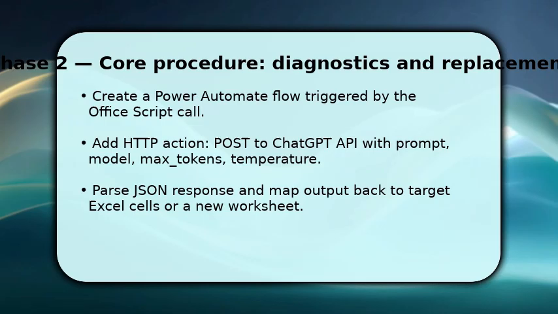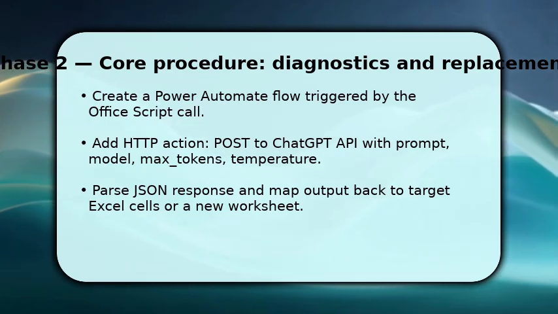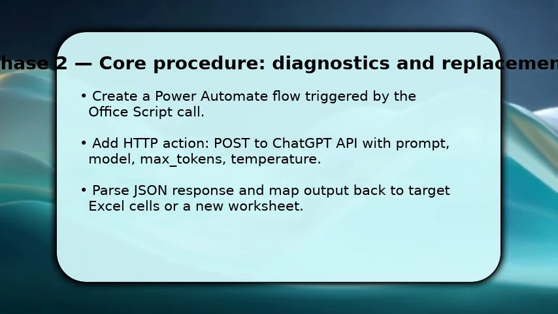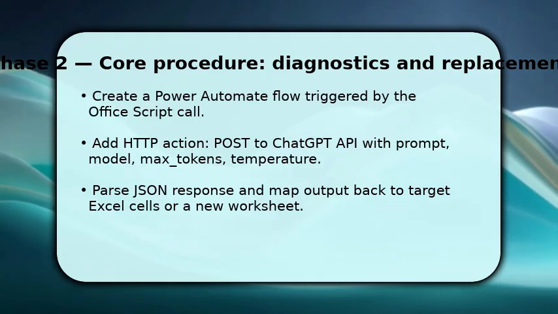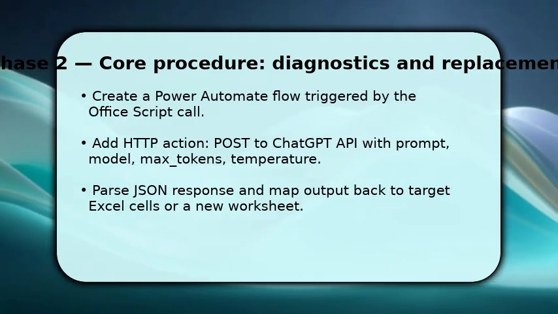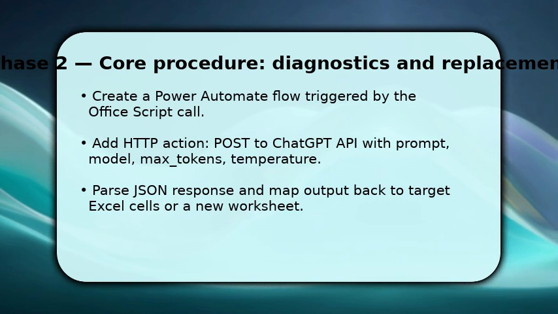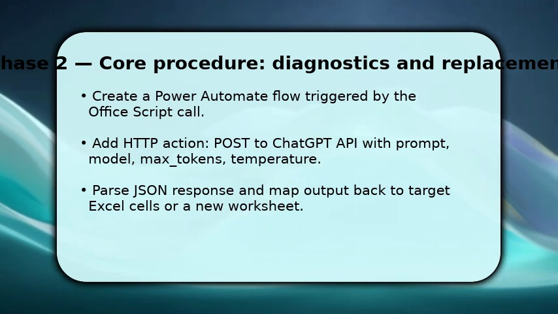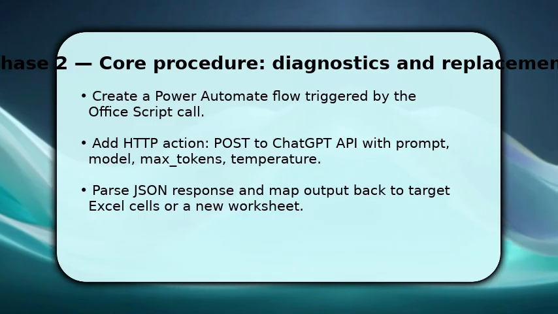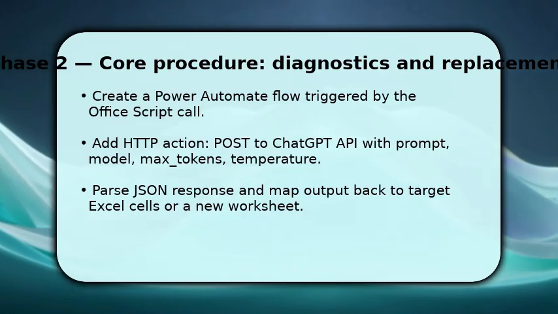Once the API returns content, use a parse JSON action to extract the assistant text, then map that text back into specific workbook ranges or a new worksheet. Also implement basic retries and check response usage fields, because monitoring token consumption keeps costs predictable and prevents silent failures.